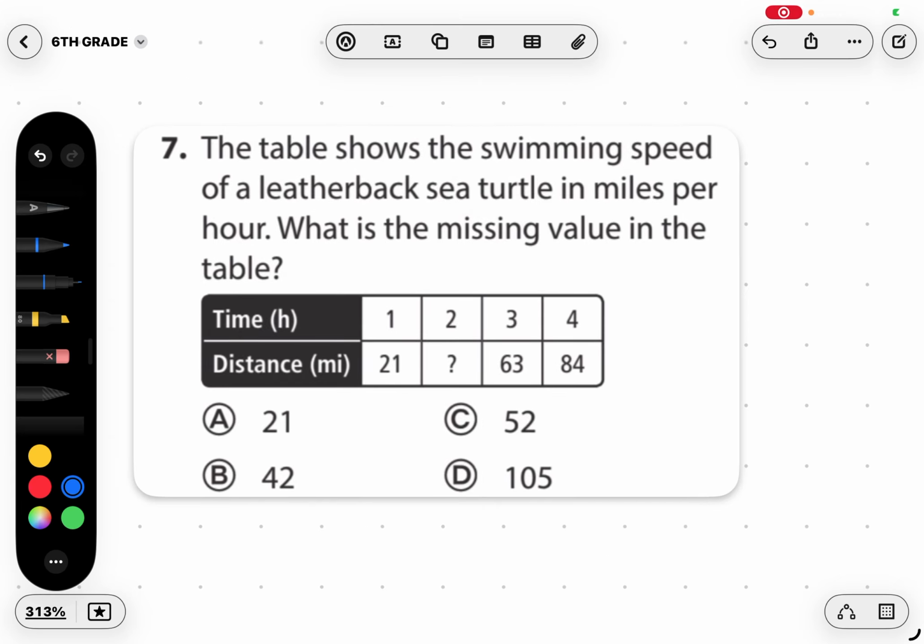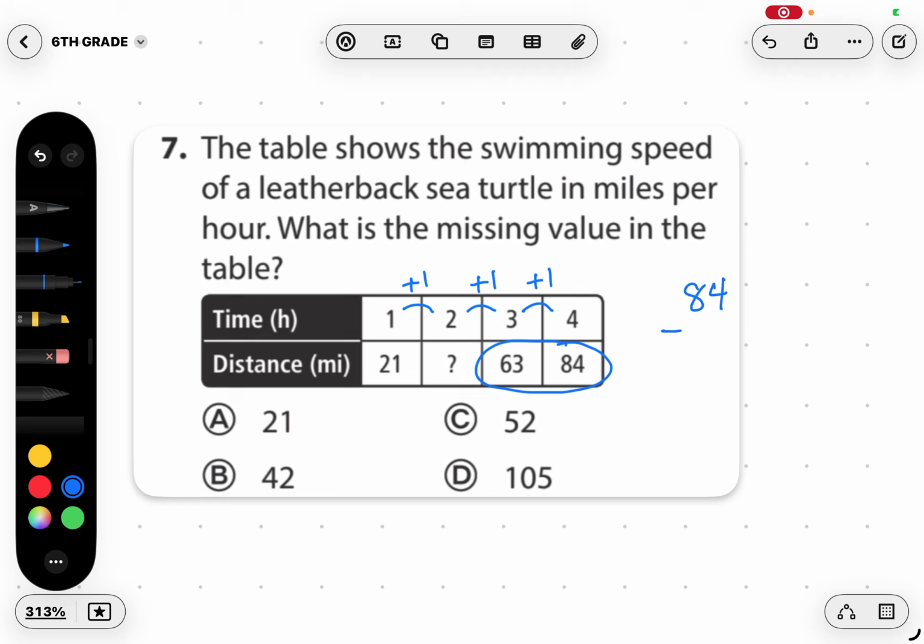Number 7 says, the table shows the swimming speed of a leatherback sea turtle in miles per hour. What is the missing value in the table? Well, let's figure this out. The numbers on top, they're increasing by 1. Okay. And the numbers on the bottom, we don't know what they're increasing by, but we do have 2 numbers back to back. So to figure that out, we would just have to subtract here.